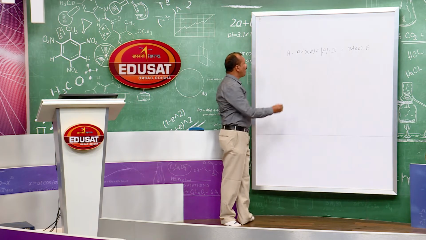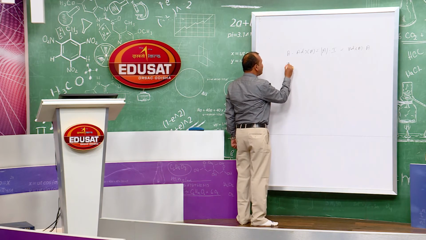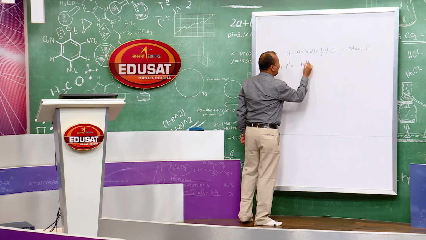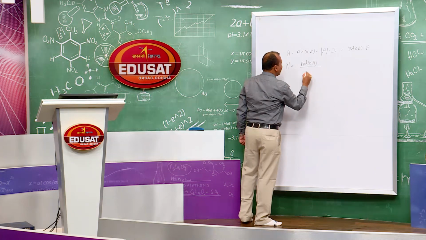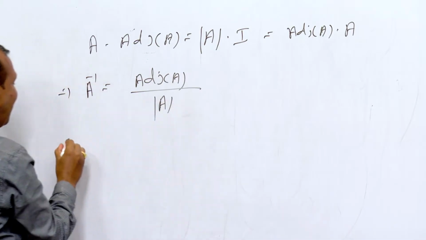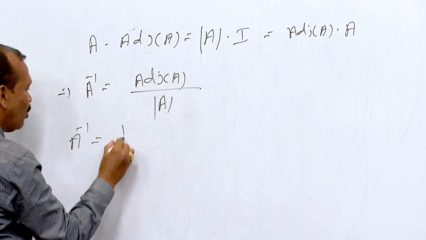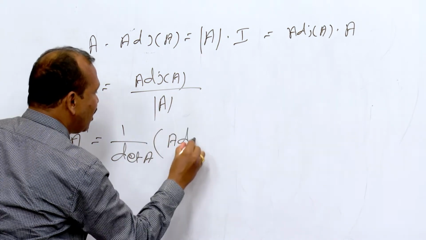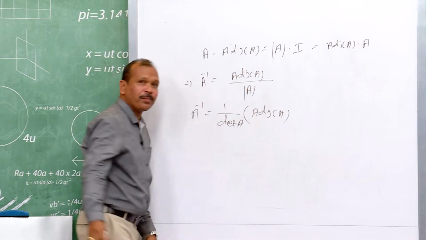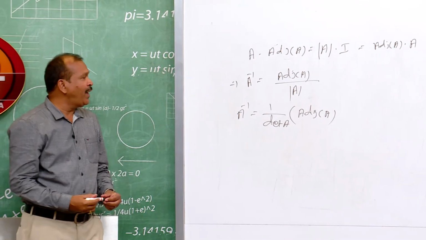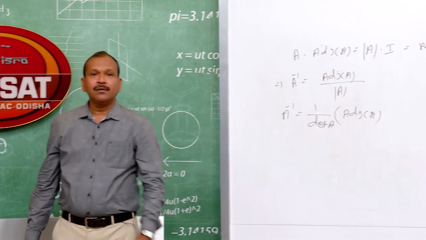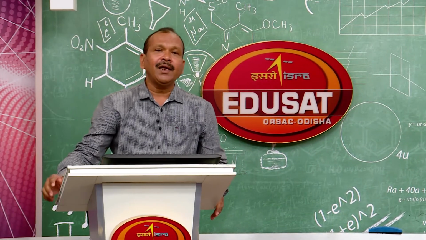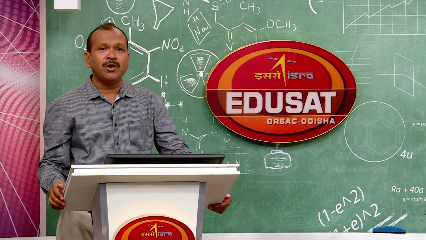From this we have A inverse. This implies that A inverse is equal to adjoint A by determinant A. That is, A inverse is equal to 1 by determinant A into adjoint of A. Then how to find out the inverse of a matrix? Let A be a square matrix. Then what is the inverse of a matrix?